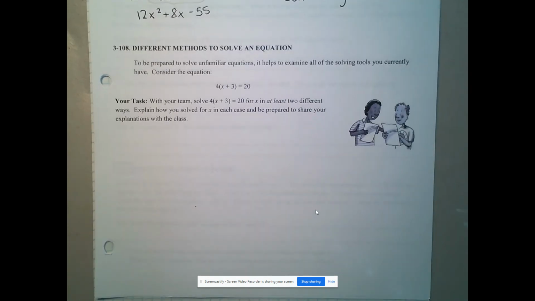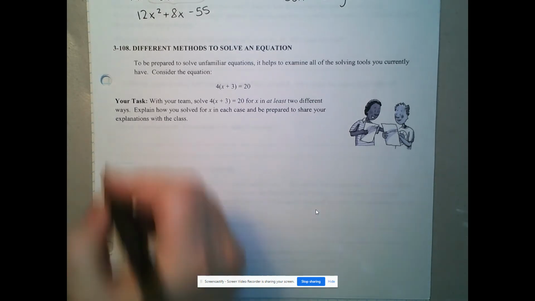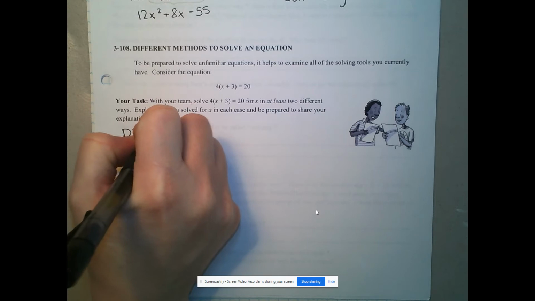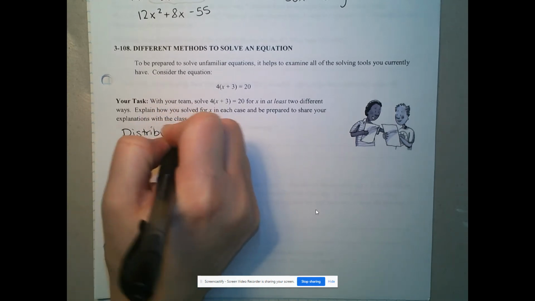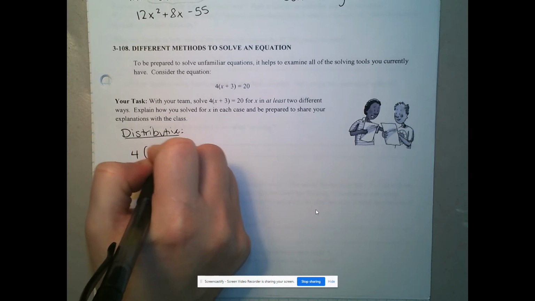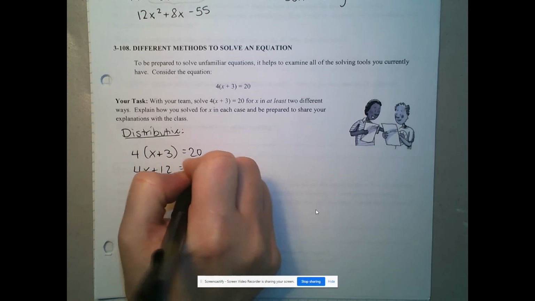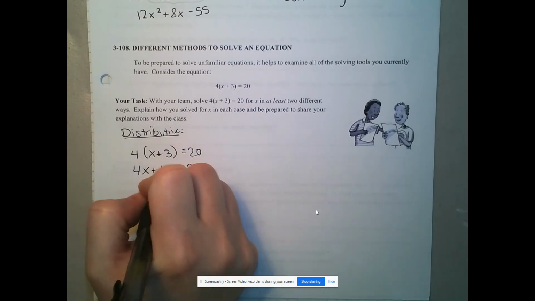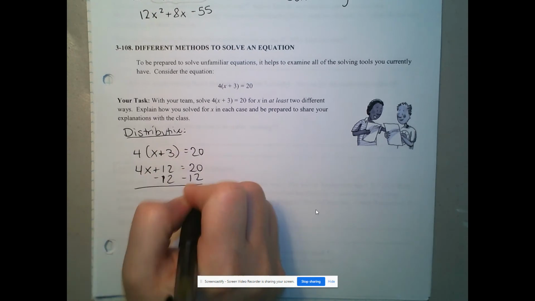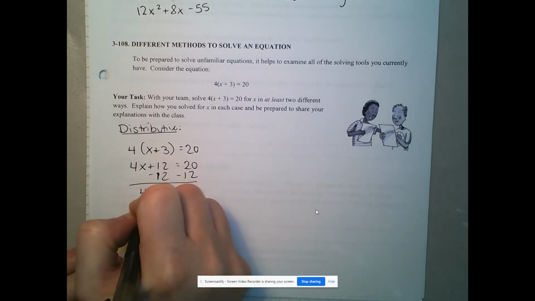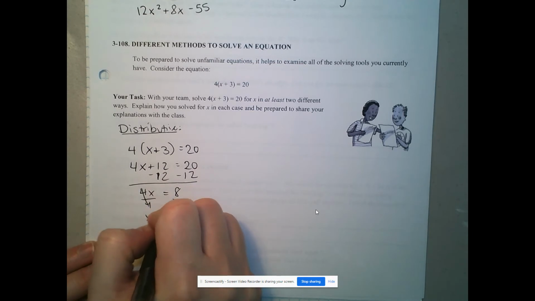However, an equation like the one below, 4 times, in parentheses, x plus 3 equals 20, there's at least 2 different ways. Way number 1 is what we were just doing, the distributive property. We would say 4 times x plus 3. I'm going to distribute the 4 and get 4x plus 12. It looks like a pretty standard two-step equation. Subtract 12 from both sides and divide by 4. And you're like, okay, great. X equals 2. Move on.